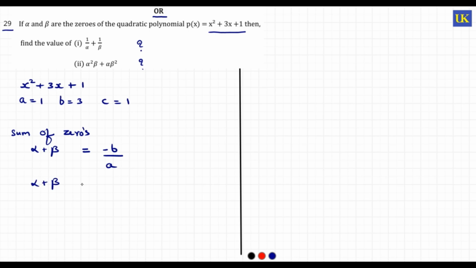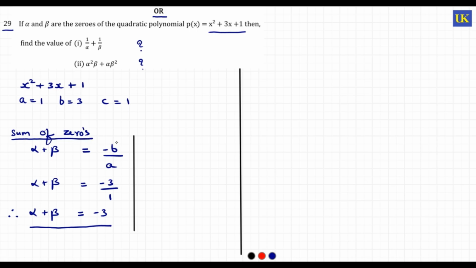Alpha plus beta is minus b upon a. So minus 3 upon a. a is 1. So it means that alpha plus beta is minus 3. Right? So alpha plus beta is how much? It is minus 3. Now this is what we found out, the sum of zeros.